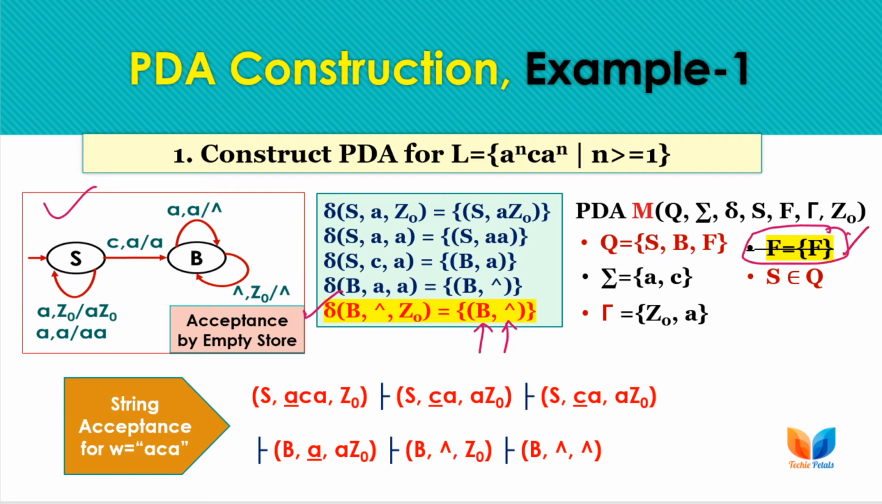The final state is no longer required, and the last ID will have this move, meaning on the empty string with stack top Z naught, we are moving to the same state B and leaving the stack as null, and the input is also null. Okay, so this will be the final ID, or the last ID, for our PDA with acceptance by empty store.